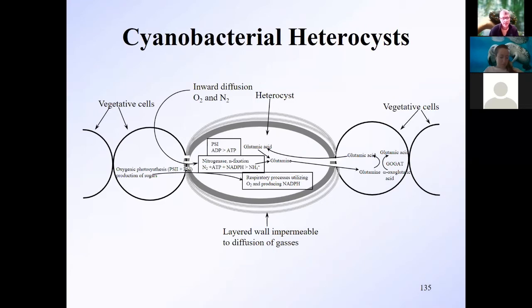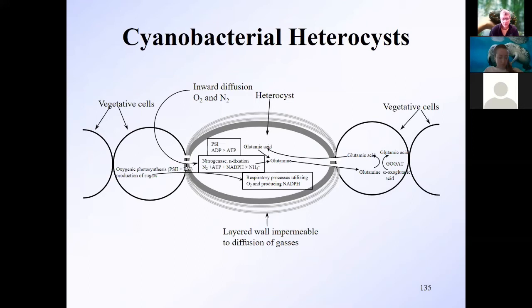In addition, they have a series of gel layers around the outside that retards inward diffusion of gases, so the oxygen can't diffuse in very well. And they really crank up respiration. And so the vegetative cells carry out oxygenic photosynthesis, they transport organic carbon into the heterocyst and respire at really high rates. They drive the oxygen concentrations down inside of this heterocyst.